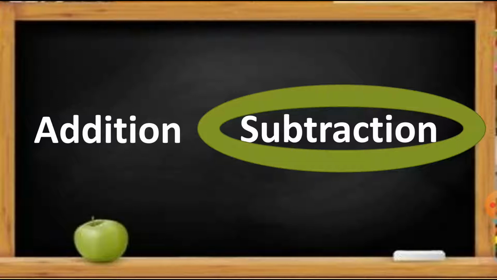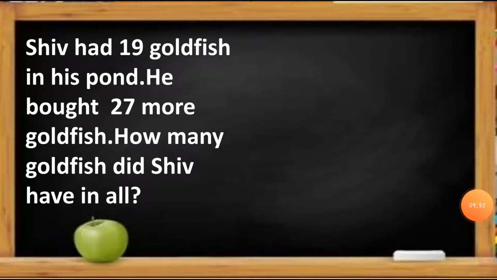So students, hope you understood this topic. I have one more example for you, students. Let's read it and you have to repeat after me. So students, here just read in your mind. Shiv had 19 goldfish in his pond. I repeat, Shiv had 19 goldfish in his pond.